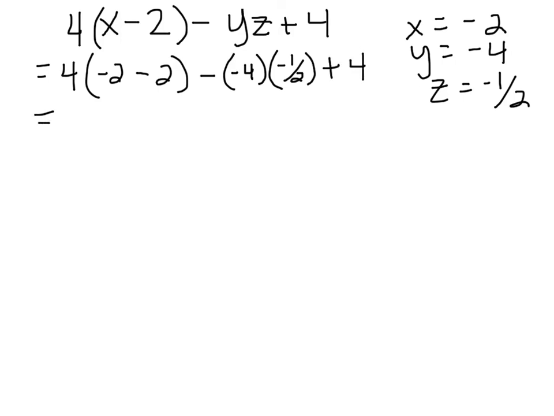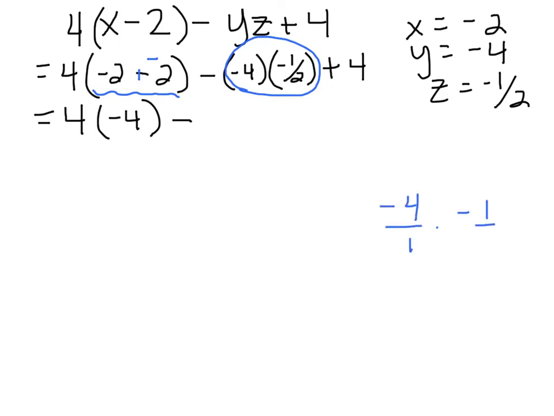Now let's solve. We have to do grouping symbols first. So I have to solve what's in here first. So that's really a negative 2 plus a negative 2, which gives me a 4 times a negative 4. Minus, and now I have to do these guys. The parentheses are there just to show they're being multiplied together. So I can do them. Negative 4 times negative 1/2 is negative 4 over 1 times negative 1 over 2.